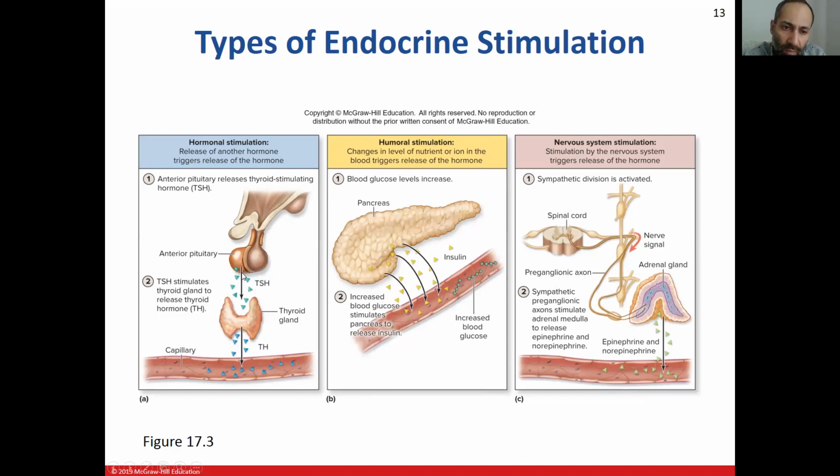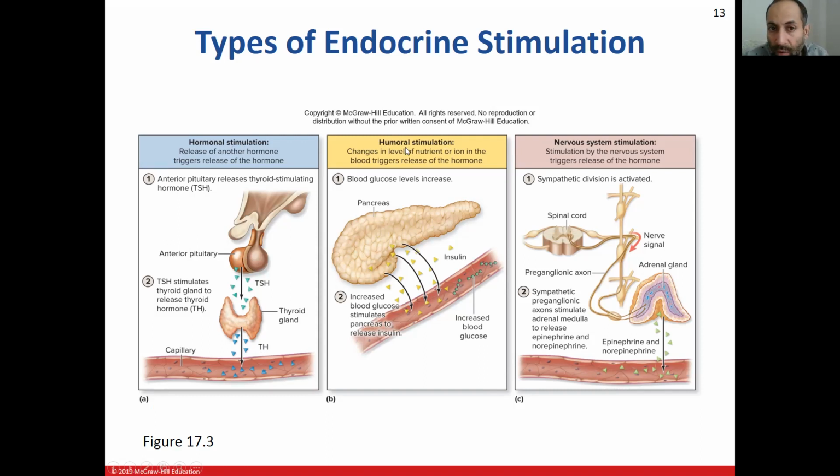Then this thyroid stimulating hormone in green, these green triangles here, move all the way down to the thyroid gland, which is this butterfly-shaped gland in your neck, as I mentioned. And then they stimulate your thyroid gland to secrete its own thyroid hormones, which are T3 and T4, right? So in other words, each endocrine gland is secreting its hormone in response to another hormone from somewhere else. That's what hormonal stimulation is.